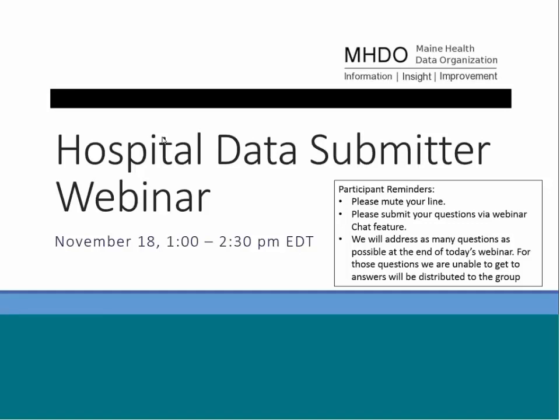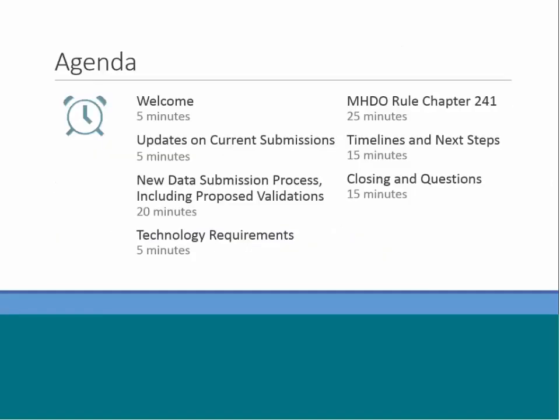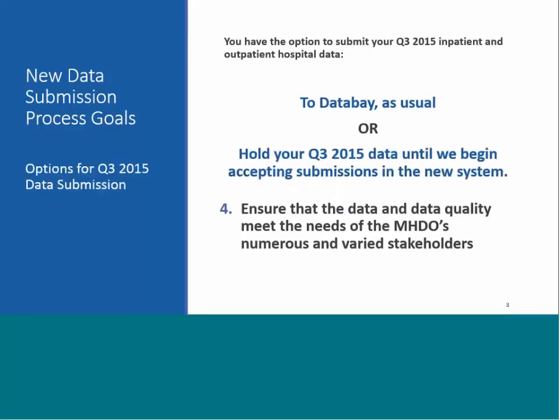So with that, I'm going to jump into the agenda. Just quickly, we want to talk about some updates on the current submission, just to make sure everybody's on the same page. We want to talk about the new data submission process, including proposed validations that we had recently emailed out to all of you. And then we want to spend some time talking about some technology requirements, a refresher on MHDO Rule Chapter 241, bring back to the table some timelines and next steps, and then we will end with specific questions and answers.